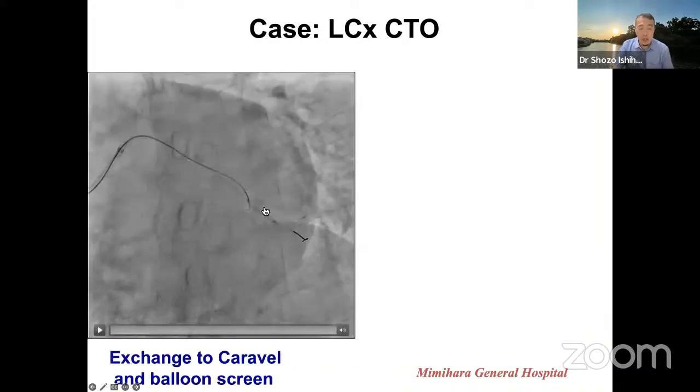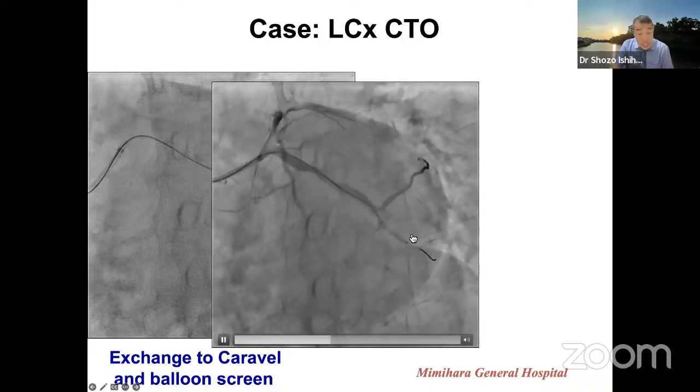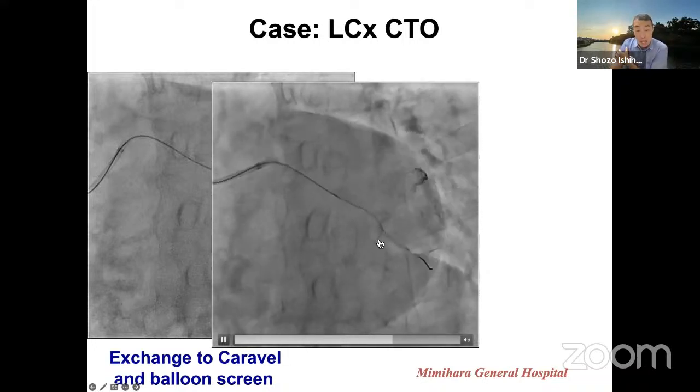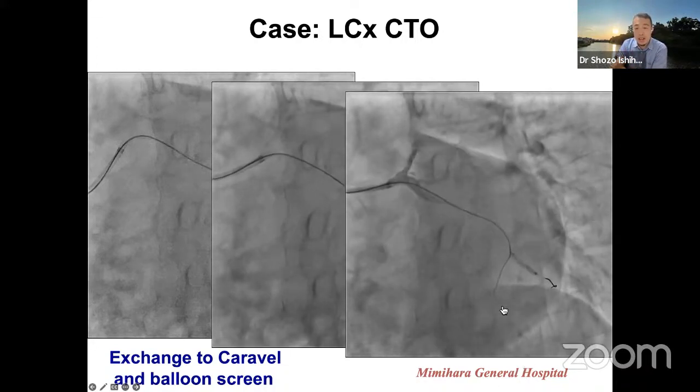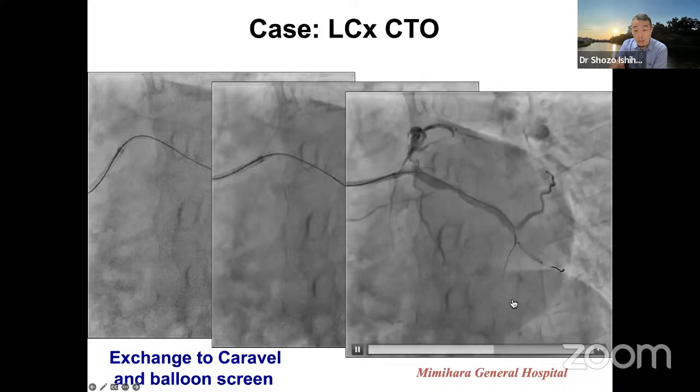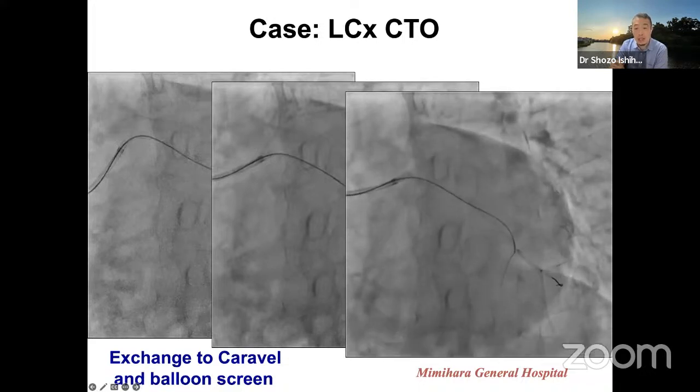So at this point, I opened up a small balloon in the main branch, to avoid the wire collapsing, and changed to an ordinary microcatheter. So this is the Caravel. Fortunately, with balloon screen support, the XTR wire could advance into the CTO region. But after advancing more, we can detect this wire is in the subintimal space.